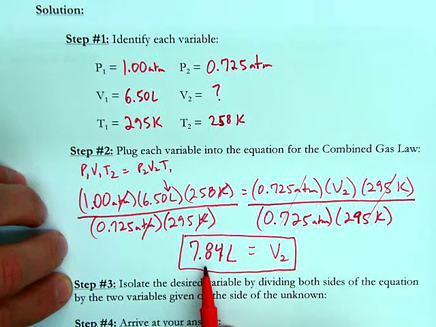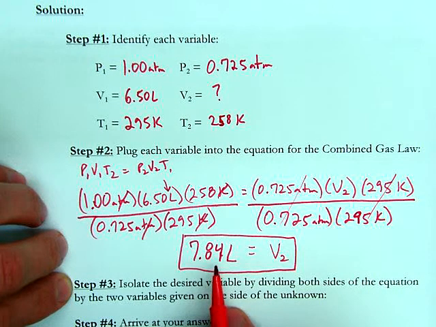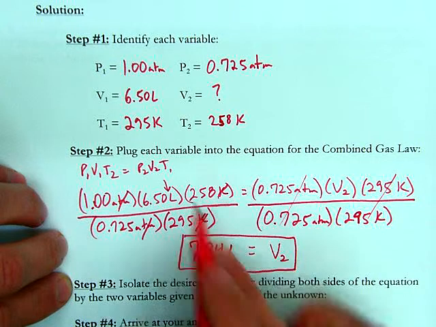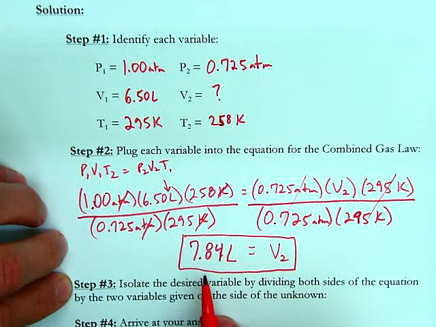Now, if we look at how things change, our starting volume was 6.5 and our ending volume is 7.8. So the temperature actually decreased, but the overall volume got bigger. So if the temperature decreases, you'd expect the volume to decrease, but it actually ended up increasing. And so what that tells you is the change in pressure has a greater influence overall than the change in temperature, right? So even though the temperature decreases, there's still a net increase in volume.